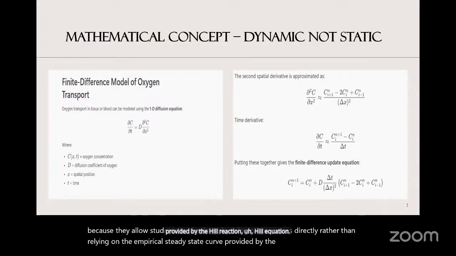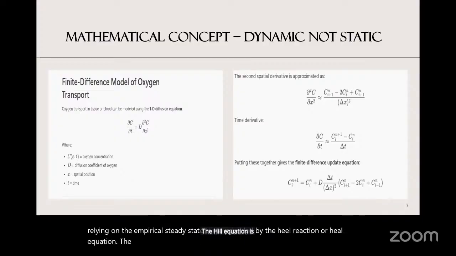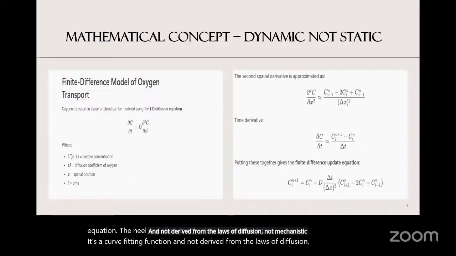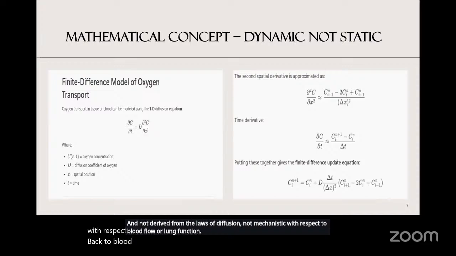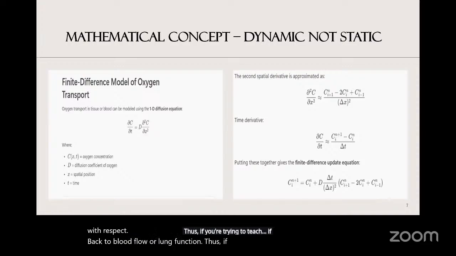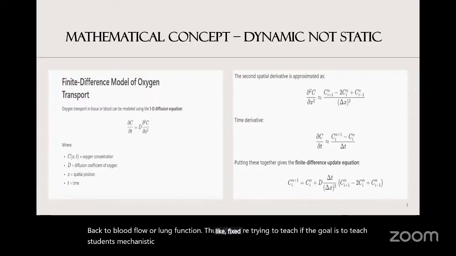The Hill equation is empirical, not mechanistic. It's a curve fitting function and is not derived from the laws of diffusion, nor is it mechanistic with respect to blood flow or lung function. Thus, if the goal is to teach students mechanistic models like Fick's law, diffusion, and transport, it makes no sense to use the Hill equation.